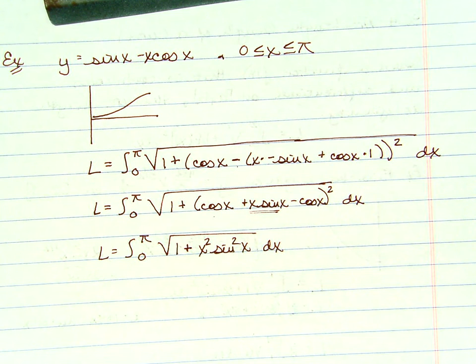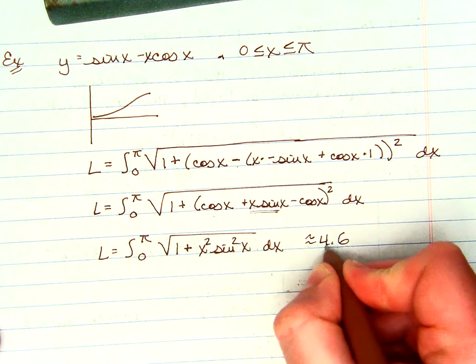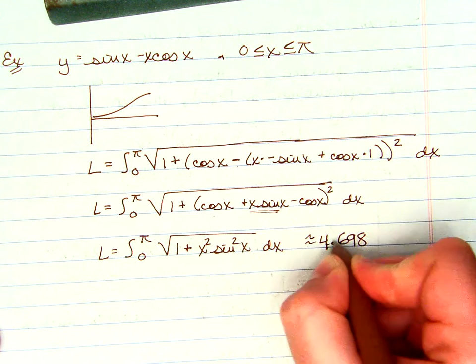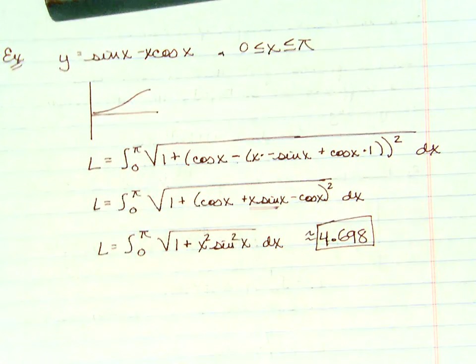Remember, for sine squared x, you've got to type it in as sine x, that thing in parentheses, with the square on the outside of it. And I'm getting about 4.698 for my arc length over there. Let me show you one more.